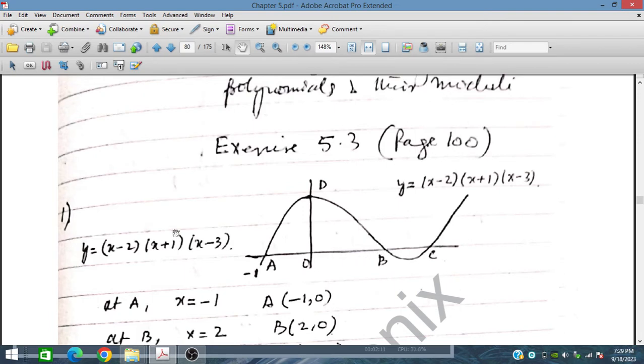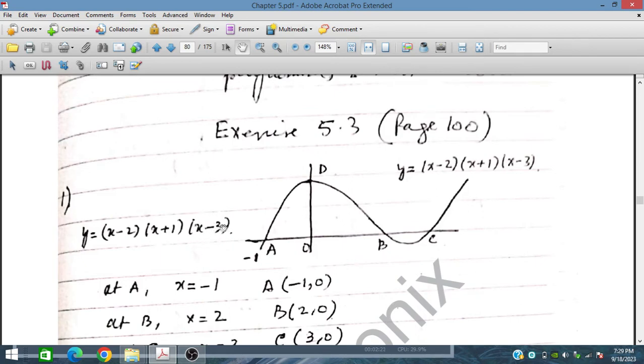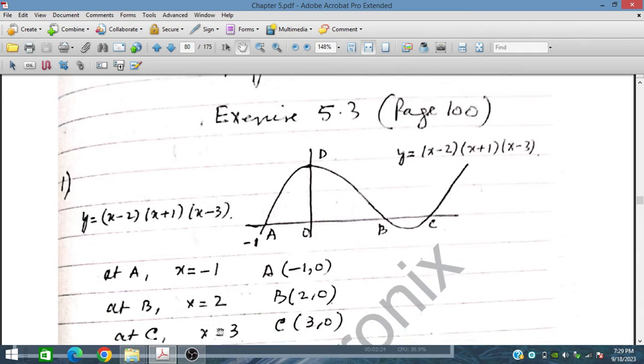And at point B, x minus 2 is 0, so x is equal to 2. So this point is 2 comma 0. And for point C, x minus 3 is equal to 0 means x is equal to 3. So this C point is 3 comma 0. Here the value of x is 3 and the value of y is 0.